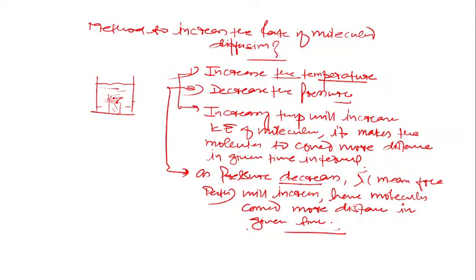So there are two reasons. How can I increase the molecular mass transfer? One is by increasing temperature, and second is lowering the pressure. This is the way I can improve the molecular mass transfer. But as long as temperature and pressure are constant, you can't do anything else. Clear?